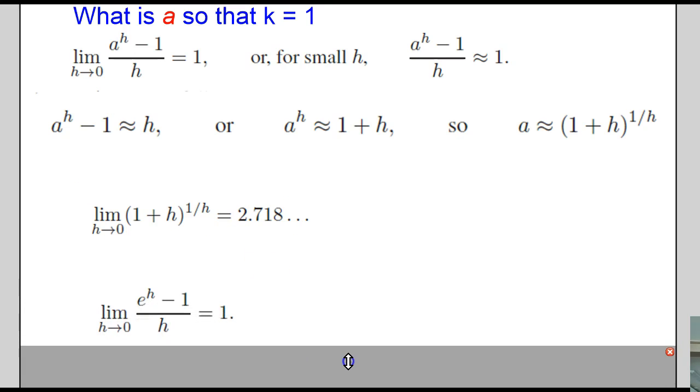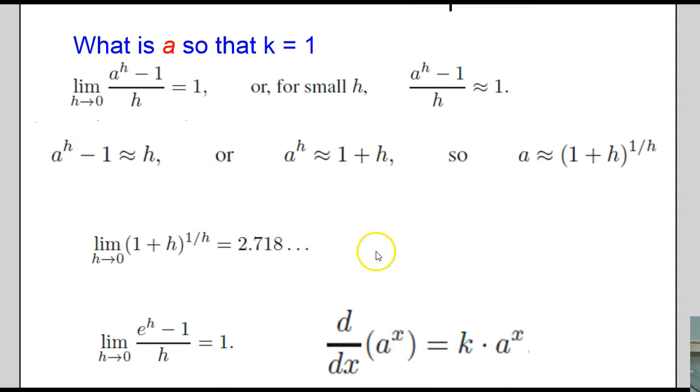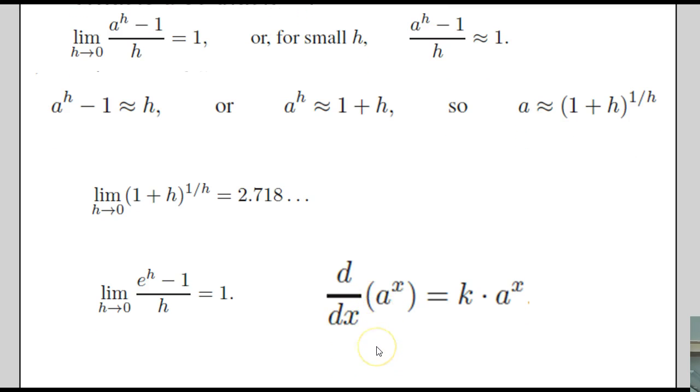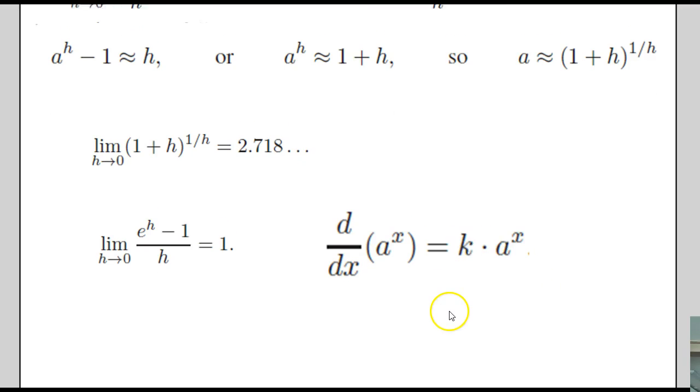So it seems like the a that makes that true should be equal to 2.718, or e. So therefore, the limit as h approaches 0 of (e^h - 1)/h is equal to 1. Now, why is that a big deal? Well, remember, we said that we're trying to find that k is equal to 1. So if k is equal to 1 when a is equal to e, then that means that the derivative of a^x, i.e. e^x, is going to be equal to 1 times itself.